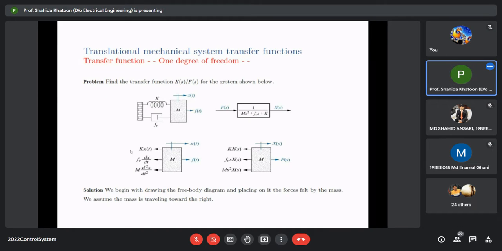So let us take an example. This is the example. Find the transfer function xs upon fs for this system. I want you to note down the diagram, start the problem, and take the notes. So the first step is to take a positive direction of displacement. We have taken this direction, and this is the direction of force. So draw these diagrams in your notebook.